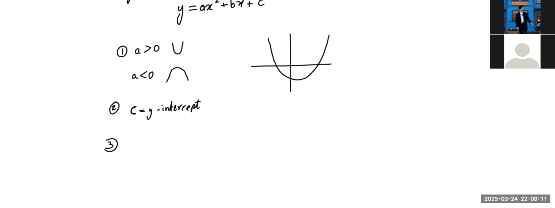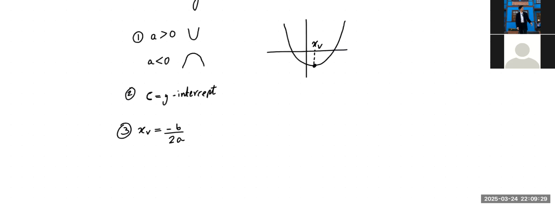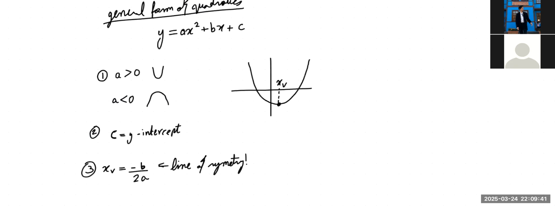Number three, you can also find the x coordinate of the vertex. Let's call it x_v. That's minus b over 2a. So it's minus the coefficient of x, divided by 2 times the coefficient of x squared. The x coordinate of the vertex is also the line of symmetry. Isn't it the number between the two roots as well? Exactly. We're going to see how to find roots in a bit.